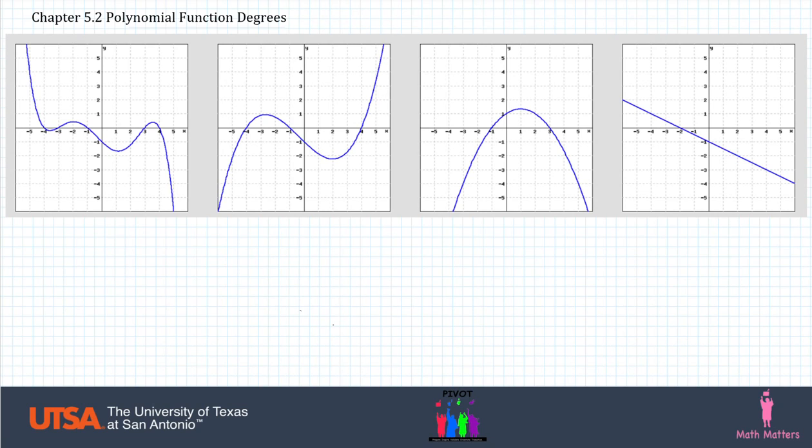So chapter 5.2 gives us these graphs and asks us to determine the highest power that these functions could possibly be. So we start off by covering the general polynomial form.